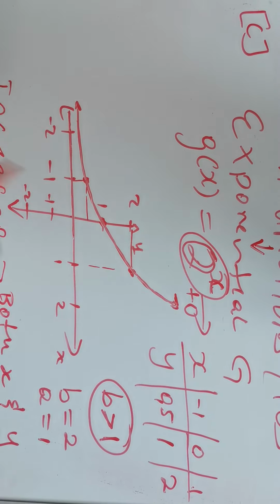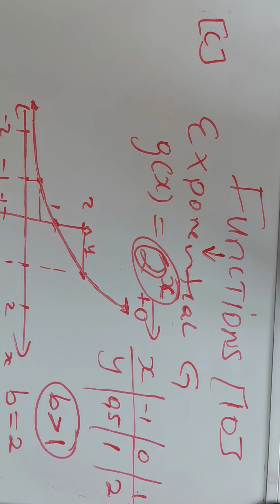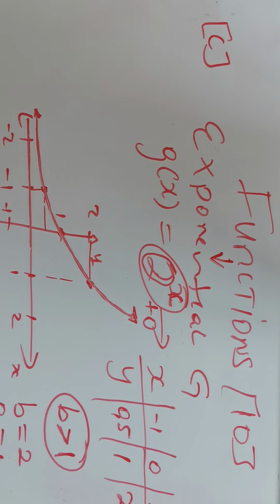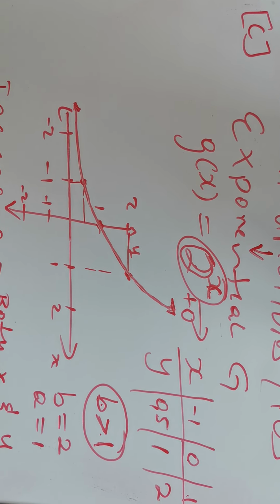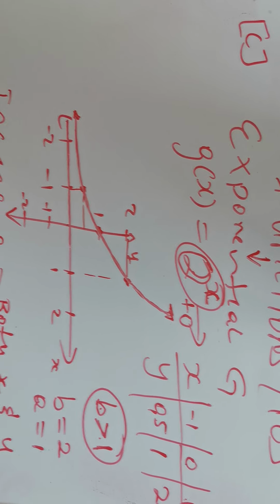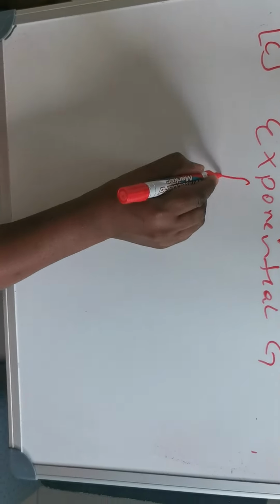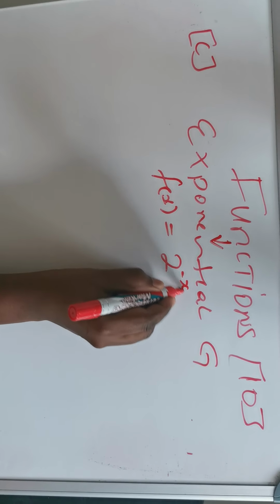Using the right hand rule, this will give you the shape whereby your b obviously is greater than 1. Now let's look at the other example whereby b now is between 0 and 1. Okay, this is another example. This is f now equal to 2 exponent minus x.